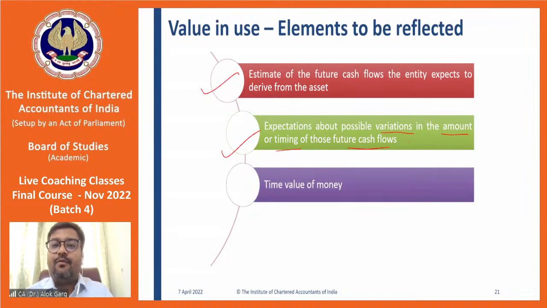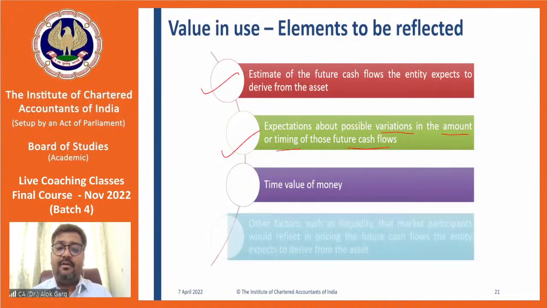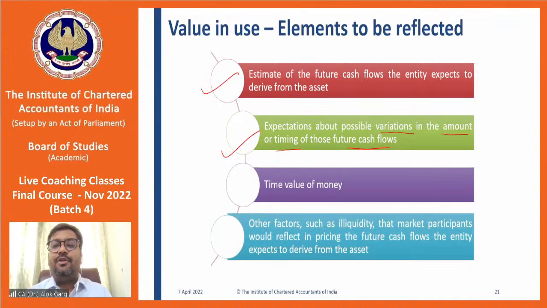Time value of money, of course, this value in use is nothing but the time value of money. For example, the cash flow which is going to be derived after 1 year, 2 years, 3 years, the value of that cash flow today is not the same. It should be a discounted cash flow. If I'm earning 5 lakh rupees after 3 years, that 5 lakh rupees after 3 years will not be the same as 5 lakh rupees as of today, right? So other factors you need to consider, for example, market related factors and technological factors, while estimating future cash flow.